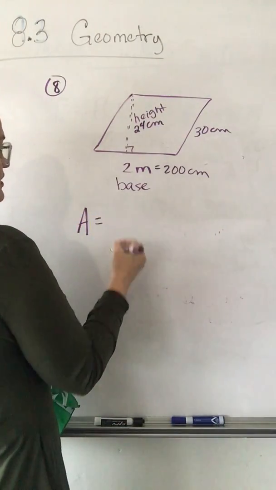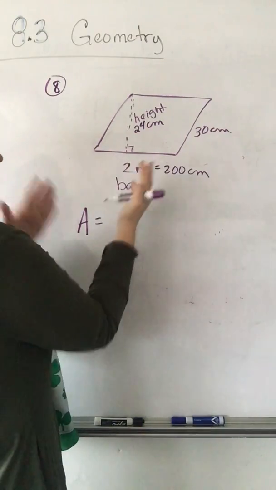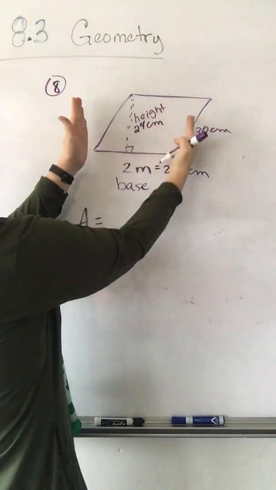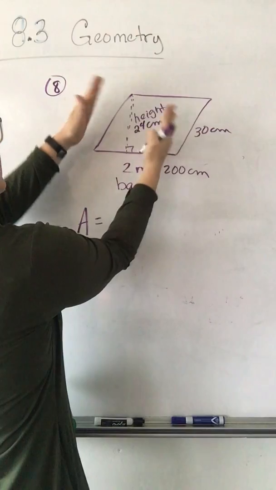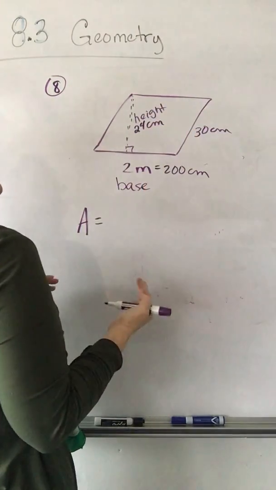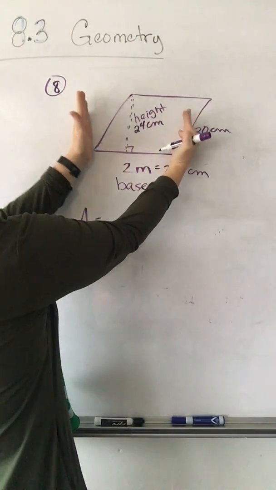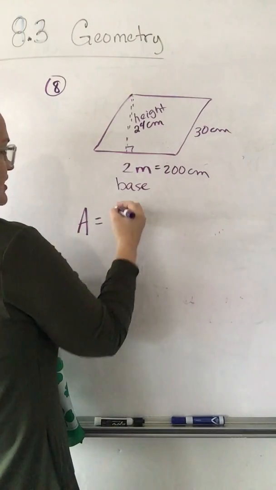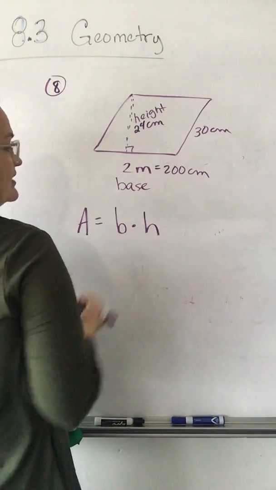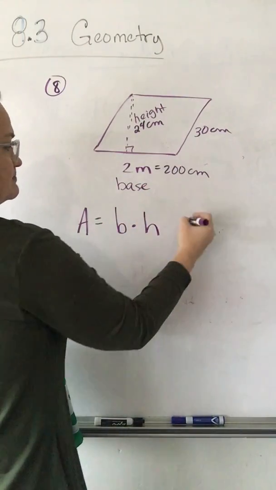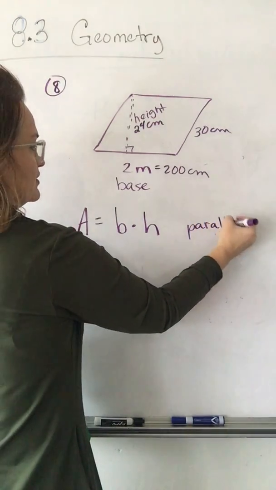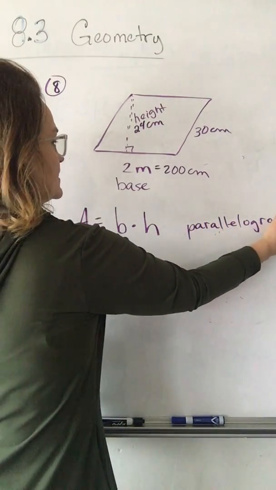The area formula for this would be a parallelogram. It's sort of like it would have been a rectangle, but it got pushed over on its side, so now it's a parallelogram, so not perfectly square anymore. So the area is the base times the height, the area of a parallelogram.